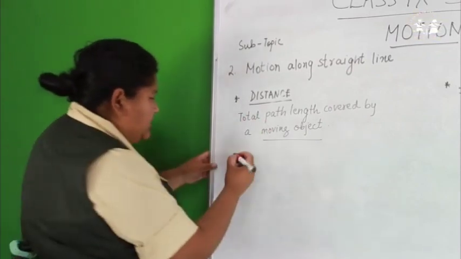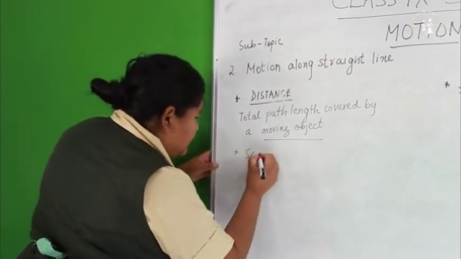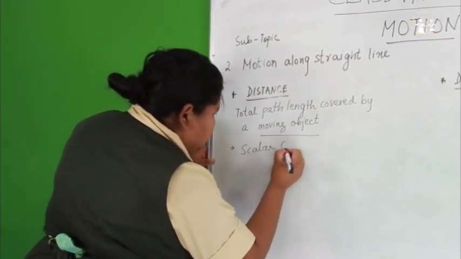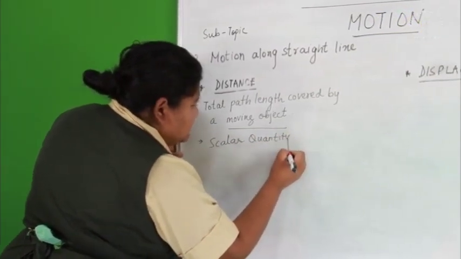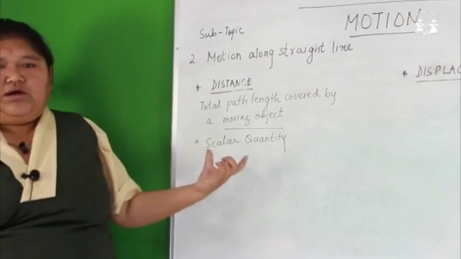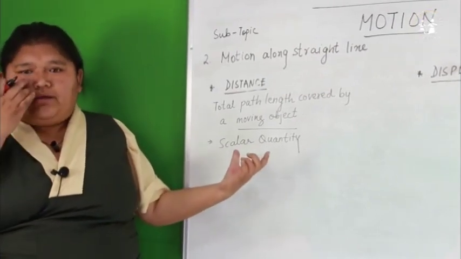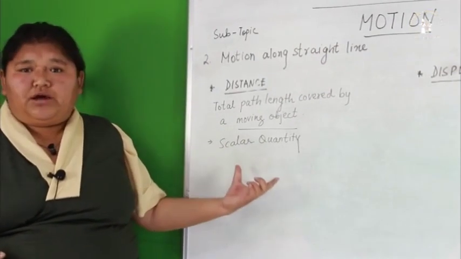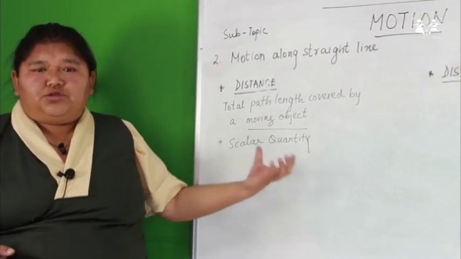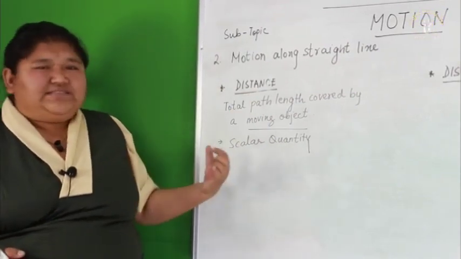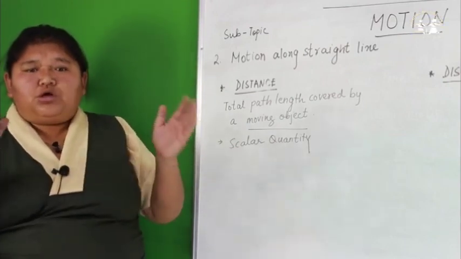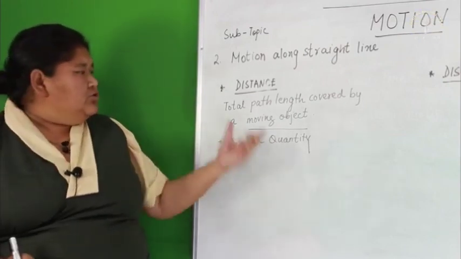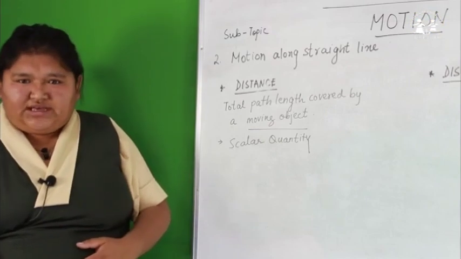Now distance can be considered as a scalar quantity. In physics, we have scalar quantities and vector quantities. For a scalar quantity we do not mention direction. We are not mentioning direction here. We are only talking about the magnitude, right? So distance, 7 kilometers, 10 kilometers, 450 kilometers, is a magnitude, and distance is a scalar quantity.